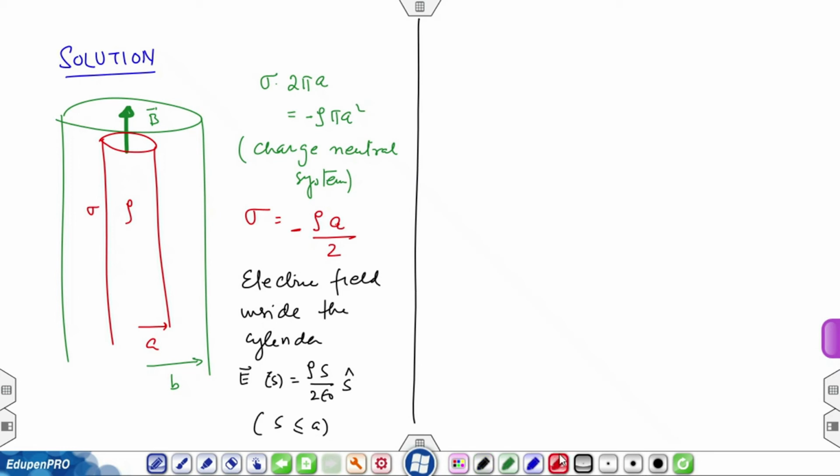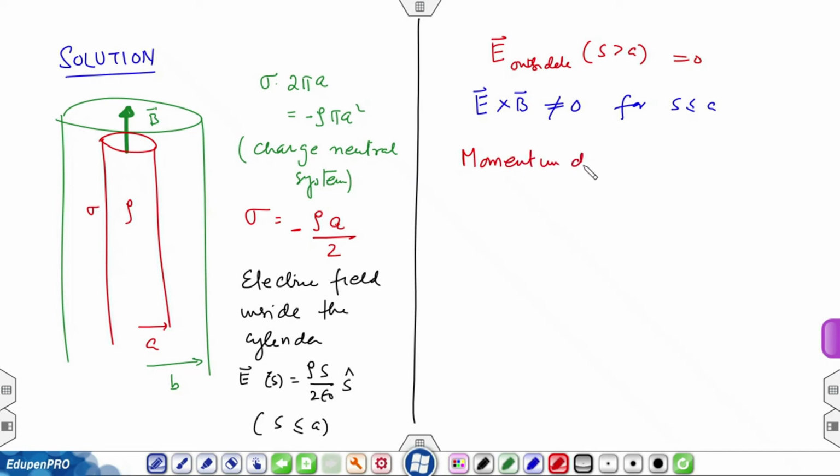and E outside, that is s greater than a, is 0. So, E cross B is non-zero for s less than or equal to a. So, let us calculate the angular momentum density. For that, first I need the momentum density, which is going to be epsilon 0 E cross B, and it is understood it is all for s less than a, because outside everything is 0.